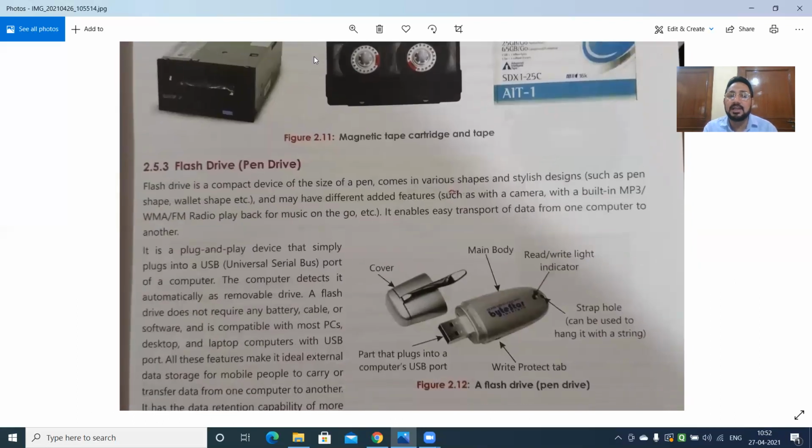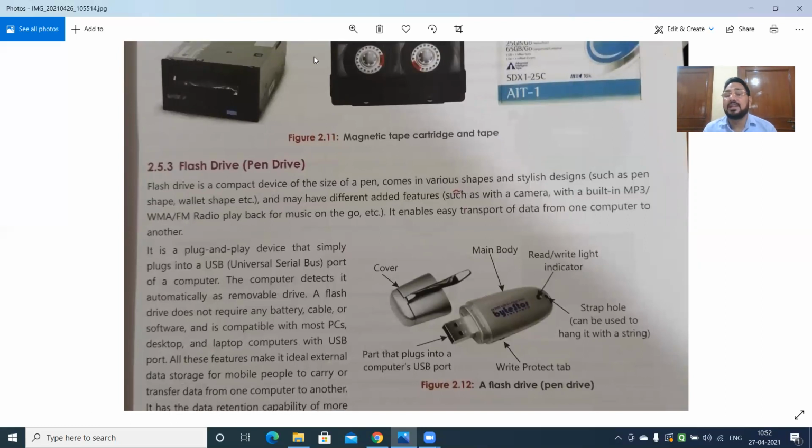Next comes the flash drive, and a flash drive is also known as a pen drive. It's the age of pen drive now. Mostly you people are also using pen drives. A flash drive is a compact device of the size of a pen, and comes in various shapes and stylish designs, such as pen shape, walnut shape, etc. It may have different added features such as a camera, or a built-in MP3, WMA, M4 radio playback for music on the go, etc. It enables easy transport of data.